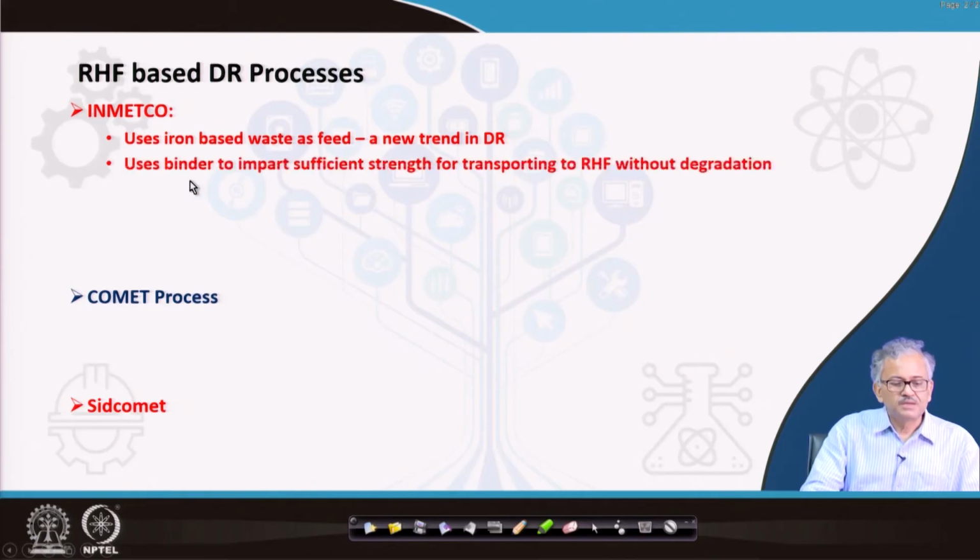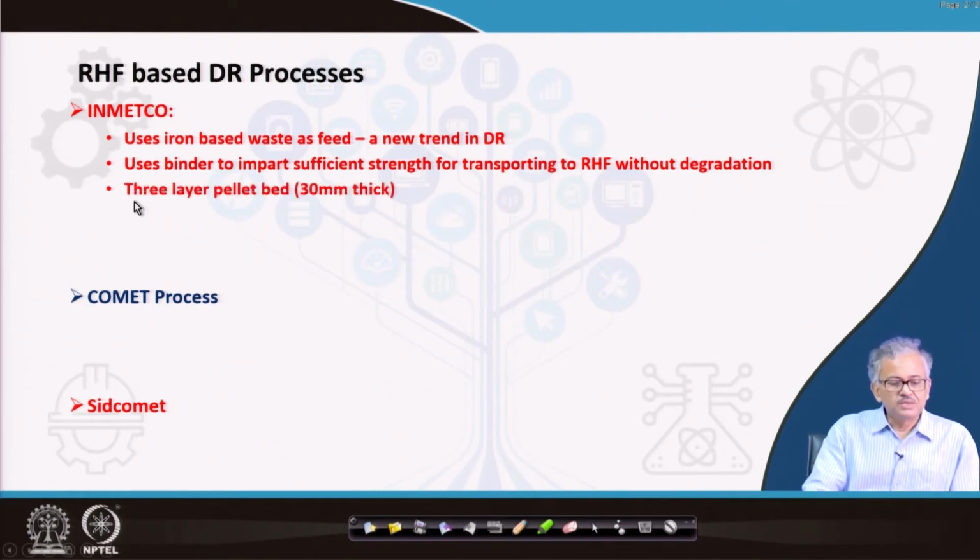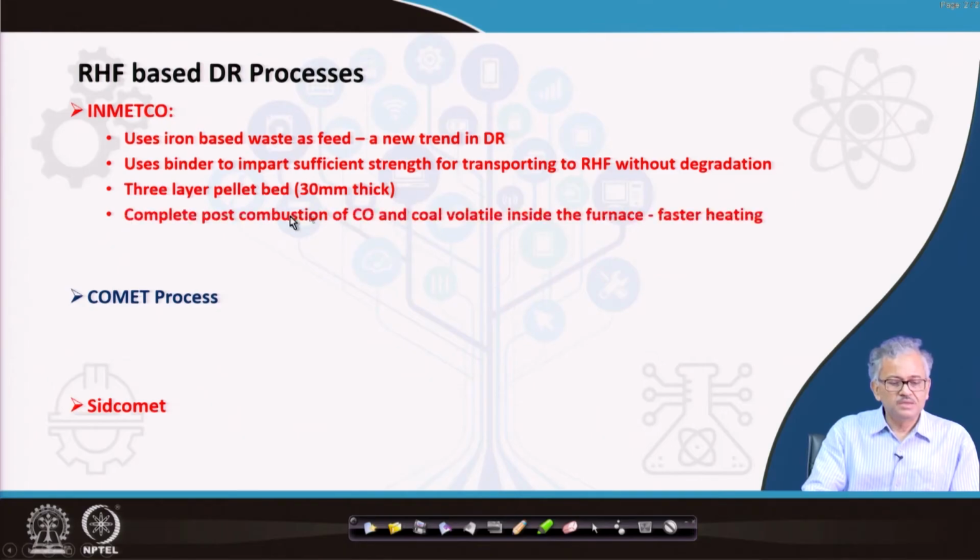It uses a binder to impart sufficient strength for transporting to the RHF without degradation. That is important, as I said. Since you are using the waste material, you have to use some binder such that it has sufficient strength. So it uses some binder, and they use a 3-layer pellet bed, 30 millimeter thick, and complete post combustion of CO.